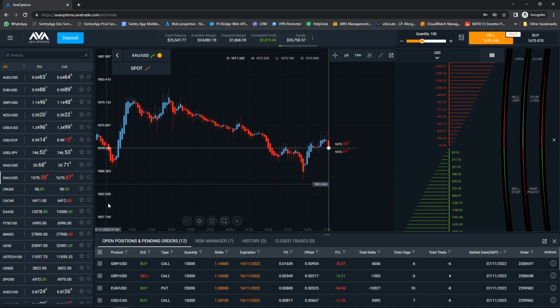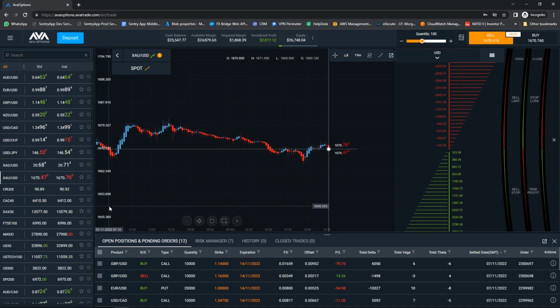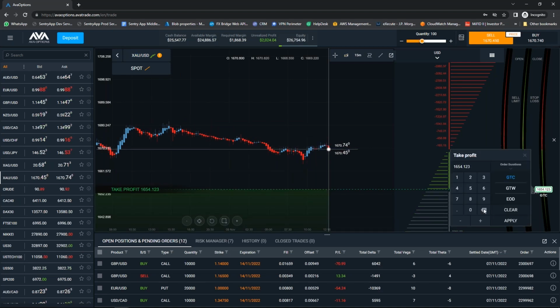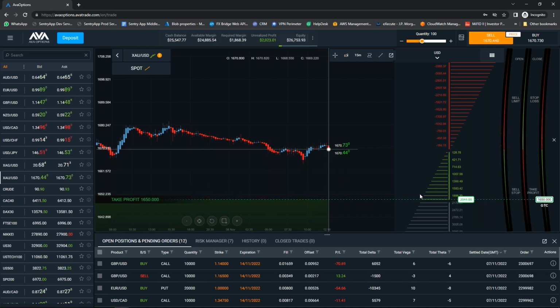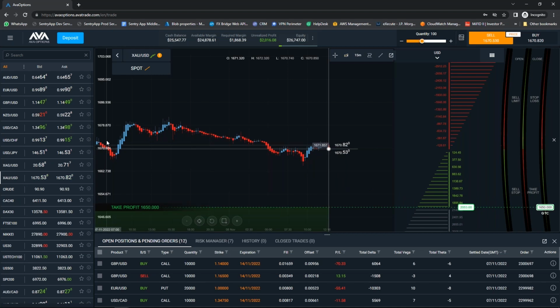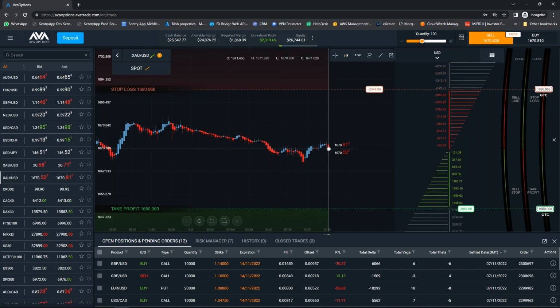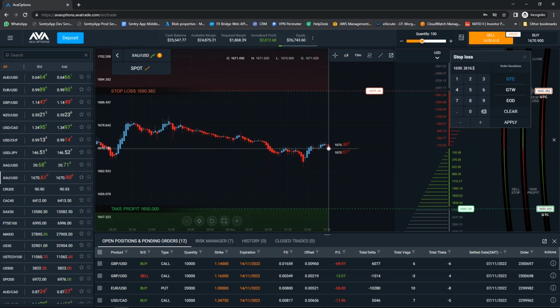I'll put in a take profit at 1650, and 1650 is not on the page. It disappeared. Let's put that in again. I think I put 165 instead of 1650. There's my take profit at 1650, and I might want to put in a stop loss. Let's say I'll put it at 1690.